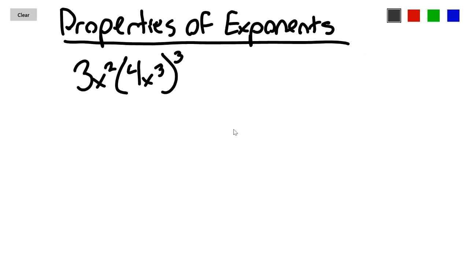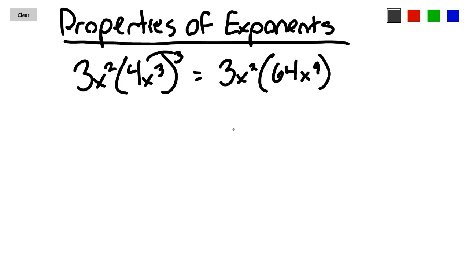So in this case, what I'm left with is 3x squared times 4 to the third power, which is 64, and then, using that rule, x to the ninth. The reason that I have 64 here is because the third power is distributed to both of these terms. So now what I'm left with is 3x squared times 64x to the ninth power.